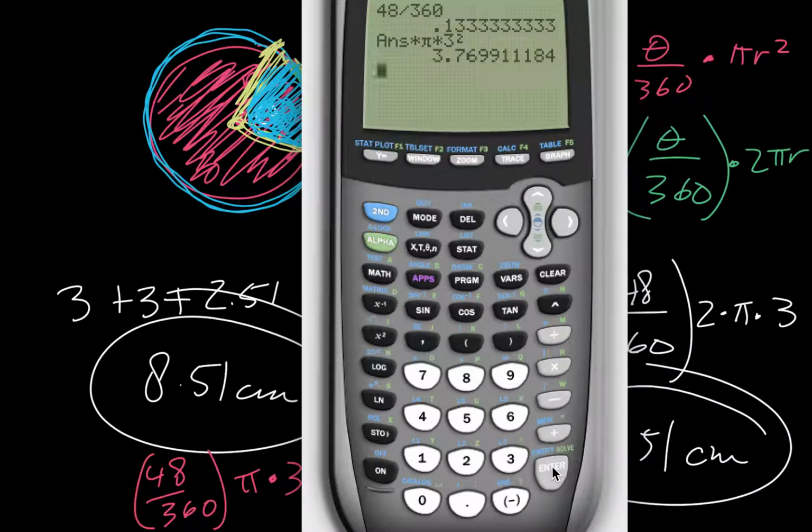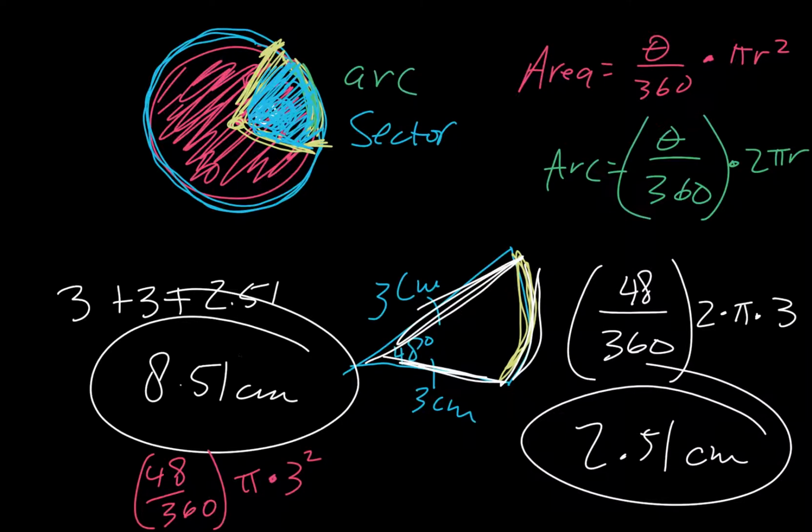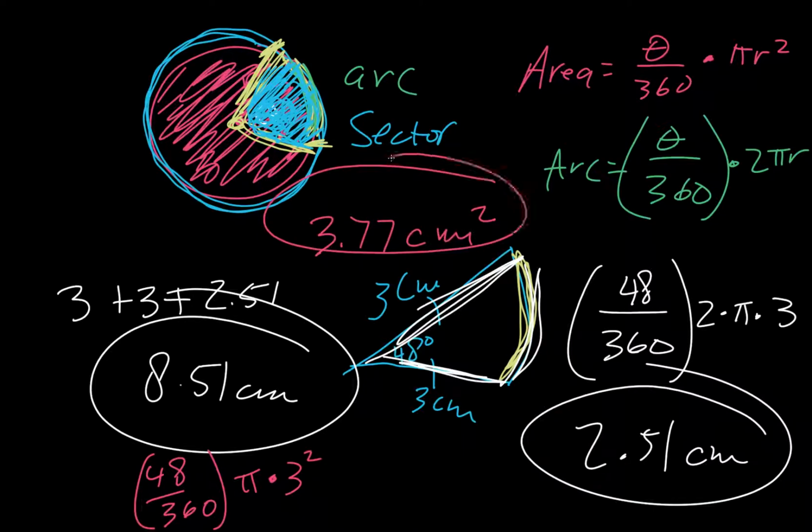And this time we get 3.77. So it's 3 significant figures, so 3 numbers that matter. But then we need to round this 6 up to a 7. So 3.77 centimeters squared, because it was talking about area.